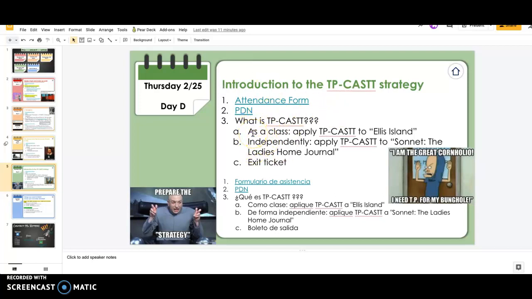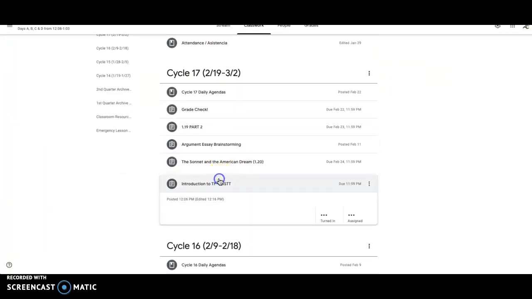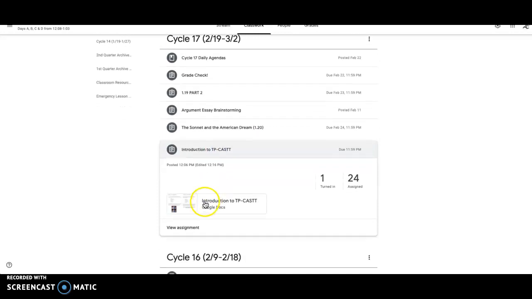I will show you how to find that in Classroom, and what we aim to do is define TP-Cast. As a class, we talked through doing the strategy for the poem Ellis Island, and then independently, everyone applied the strategy to Sonnet, the Ladies' Home Journal, which we read yesterday, and completed an exit ticket. So if you go into your classwork tab, it is down at the bottom of cycle 17, and it is called Introduction to TP-Cast.